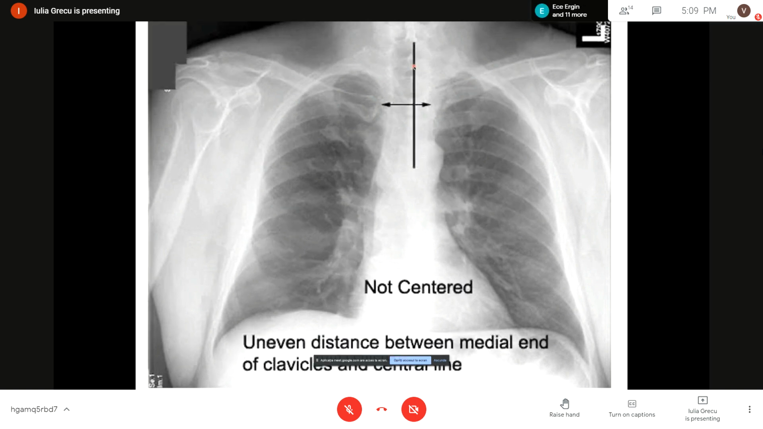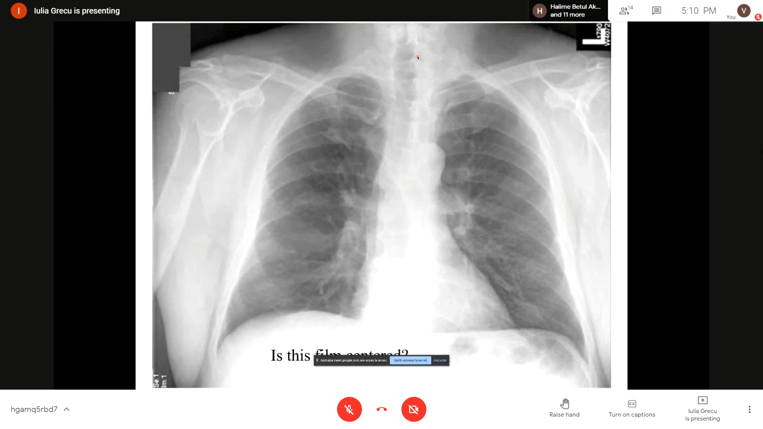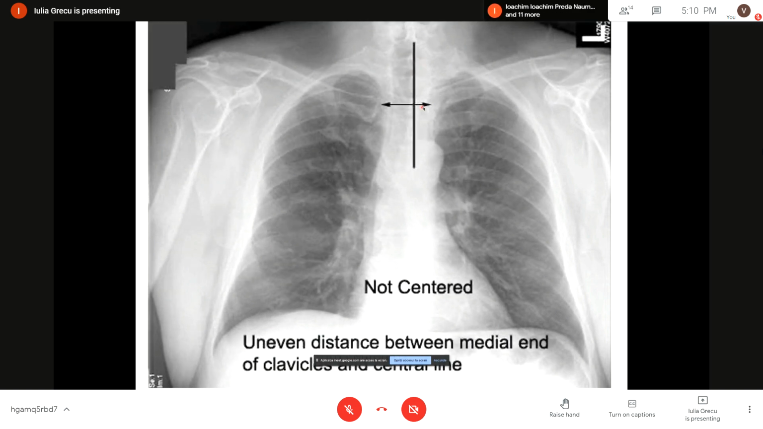So if we draw a line between the spinous processes of the vertebra, which we can see in the center of the image like these oval-shaped opacities, and we compare it to the medial heads of the clavicles, we have to have the same distance, so not greater on the right and shorter on the left, but exactly at the middle distance between these two. So what does it mean? And what consequences are there if this is not properly centered?